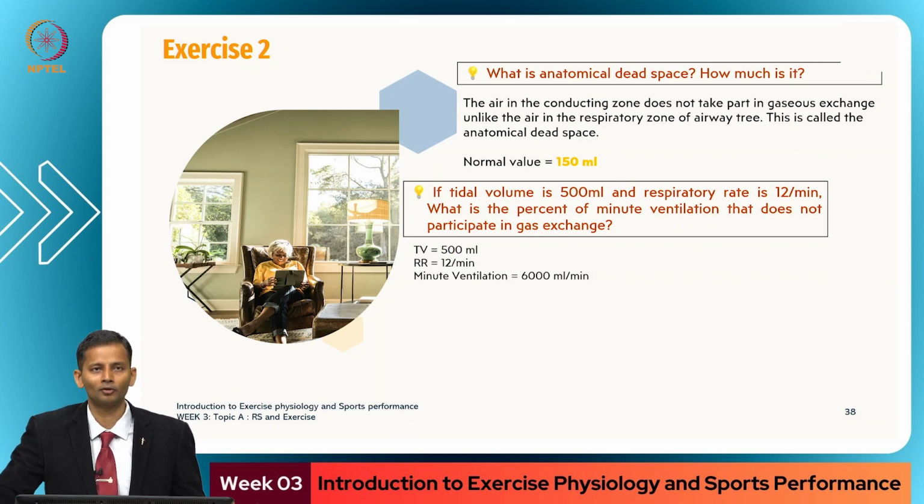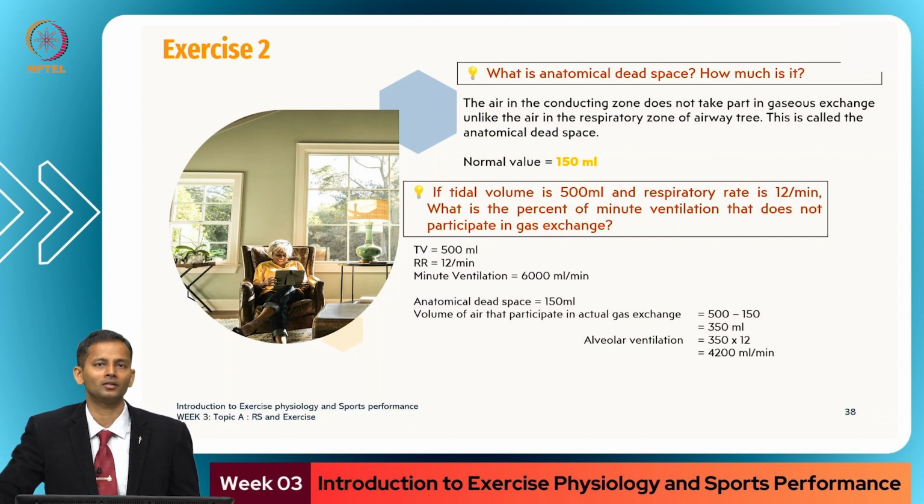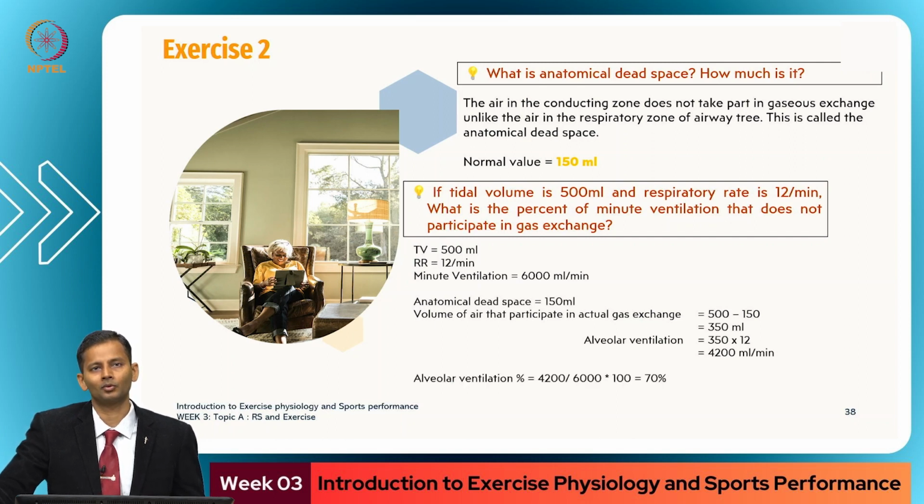The tidal volume is 500 ml, the respiratory rate is about 12 per minute, so we calculated the minute ventilation was 6 liters, right? The anatomical dead space here is 150 ml. So let's subtract this 150 ml from the tidal volume, it gives 350 ml. So the actual alveolar ventilation is only 4200 ml per minute out of the 6000 ml per minute. That is about 70% which actually took part in gaseous exchange.